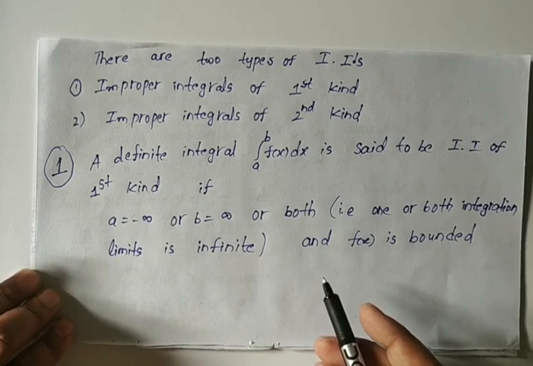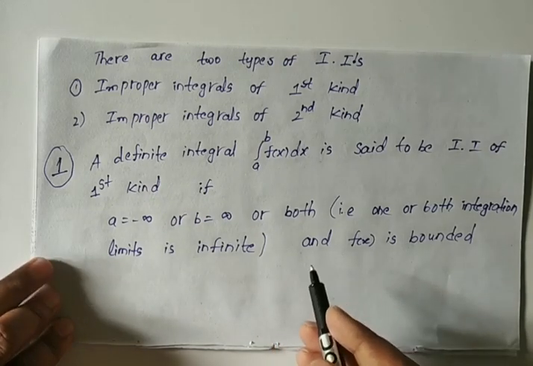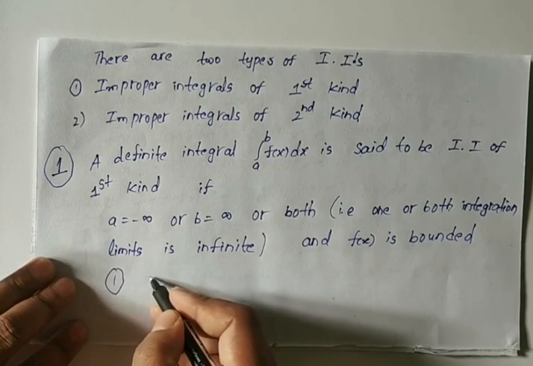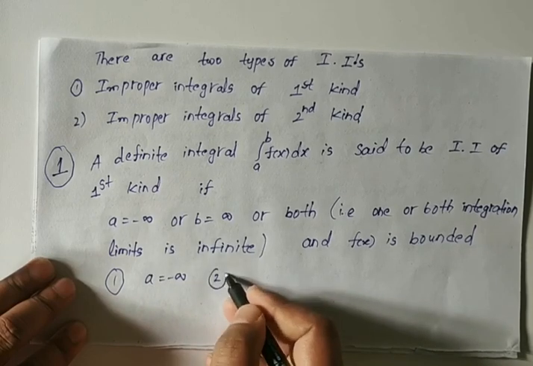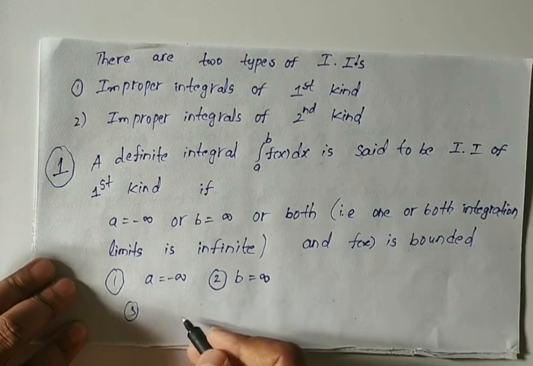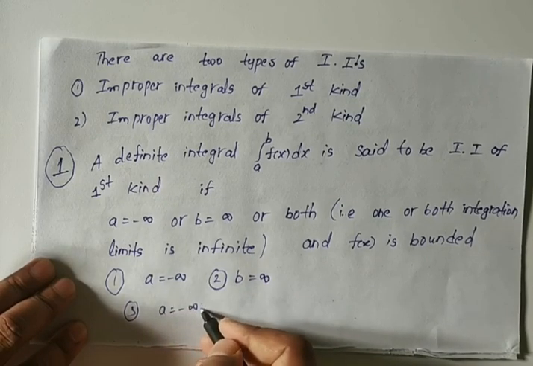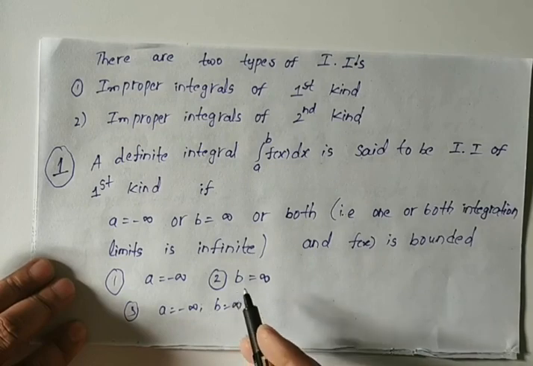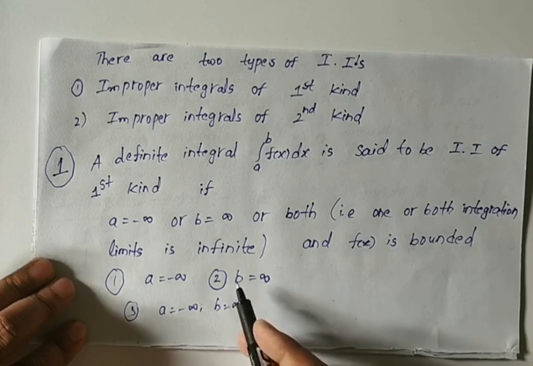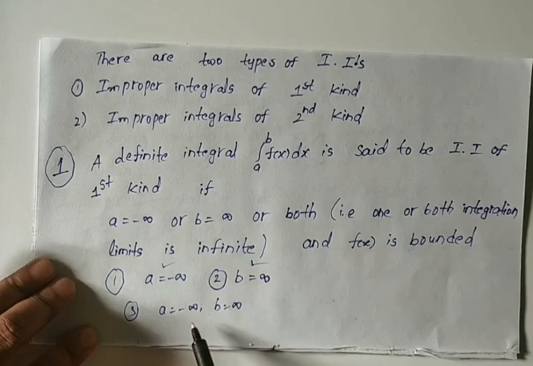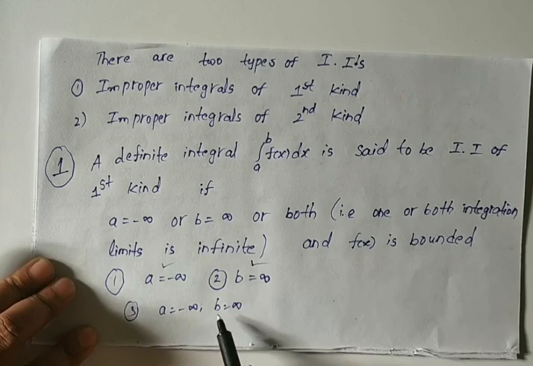Okay. Listen, here three possibilities can occur. First one, a can be minus infinity. Second one, b can be infinity. Third one, both a and b simultaneously, that means a is equal to minus infinity, b is equal to infinity. This type of integral is called an improper integral of first kind.